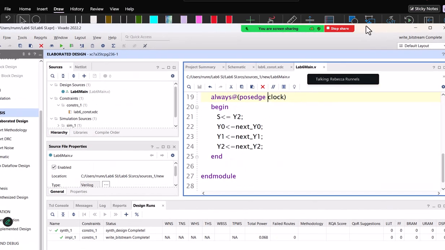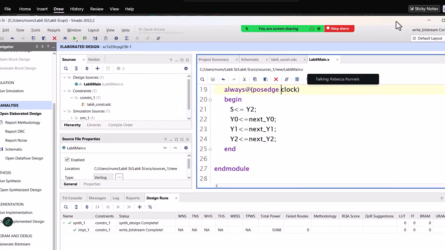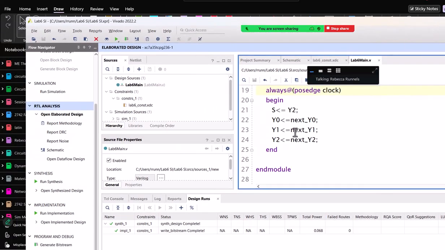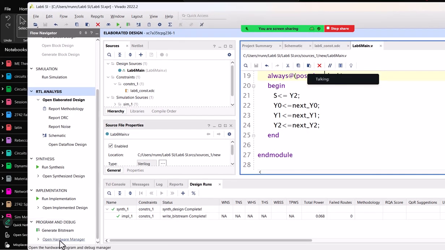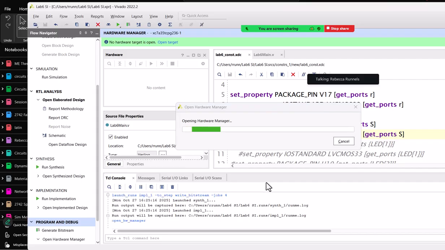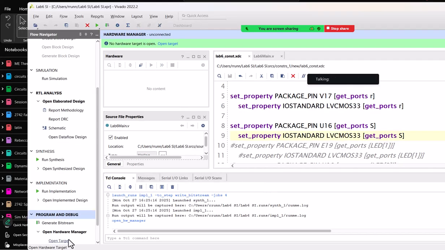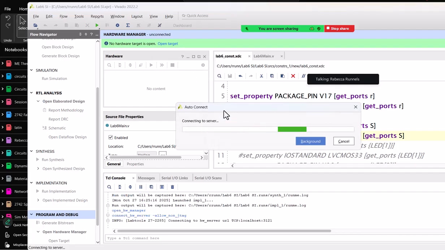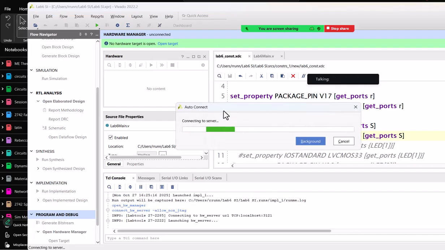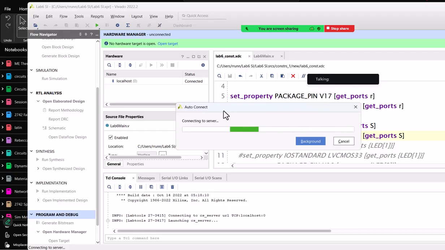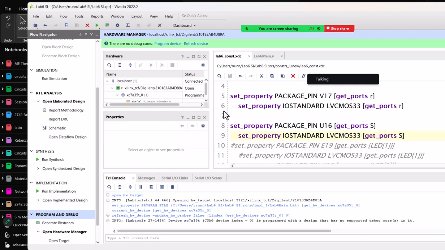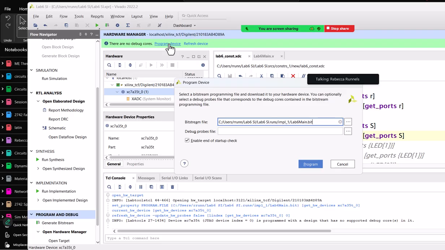Okay, write bitstream complete. All right. Open hardware manager. Open target. Auto connect. And program device.